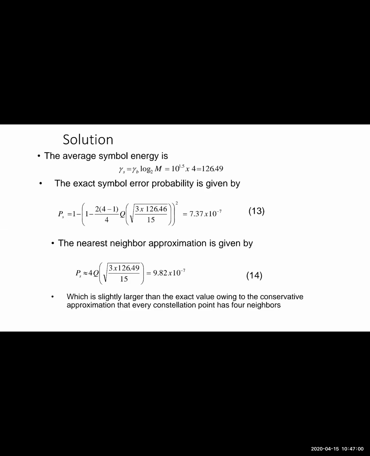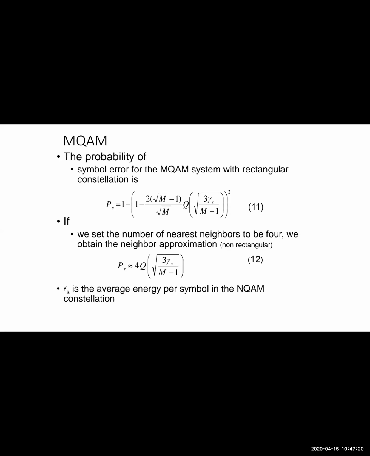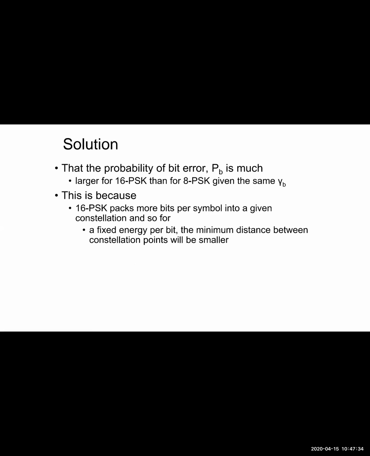7.37 and then 9.82. Can you see that? Yes, sir. Okay. So that is what you have. But the interest is, look at the figure of what? The value of what? 16 QAM. I'm going back. 16 QAM. What do we have? We have 4.8375 times 10 negative 4. That's 16 QAM. Is that okay?